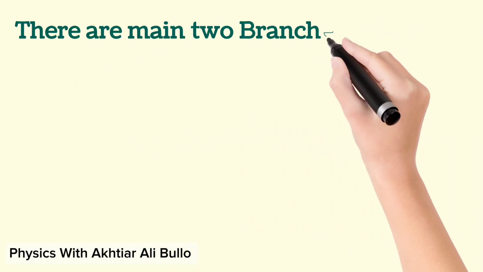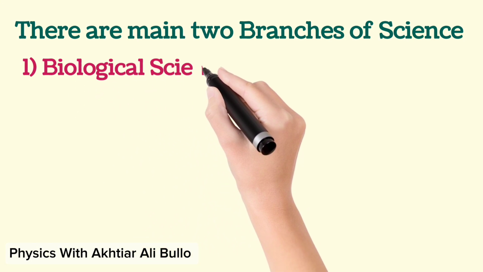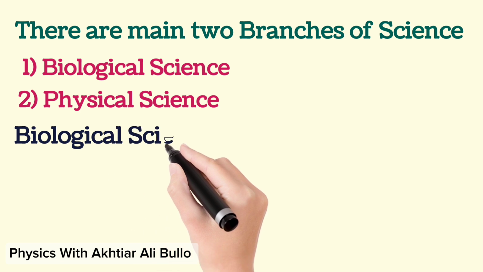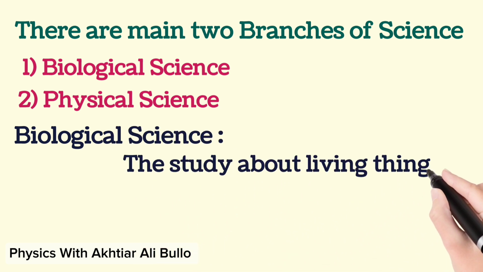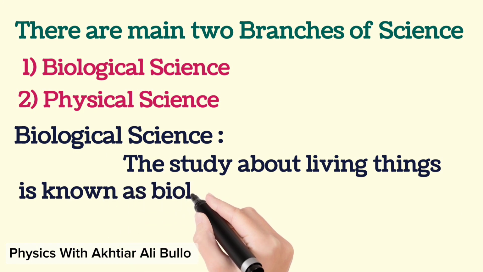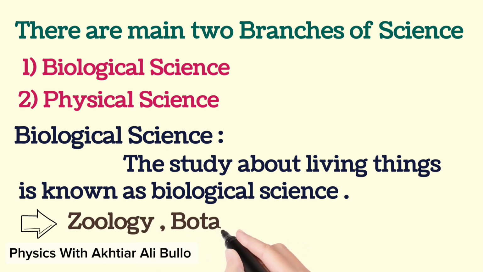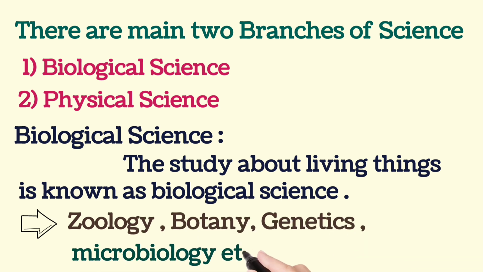There are two main branches of science: biological science and physical science. Biological science, the study about living things, is known as biological science. Its main branches are zoology, botany, genetics, microbiology, etc.